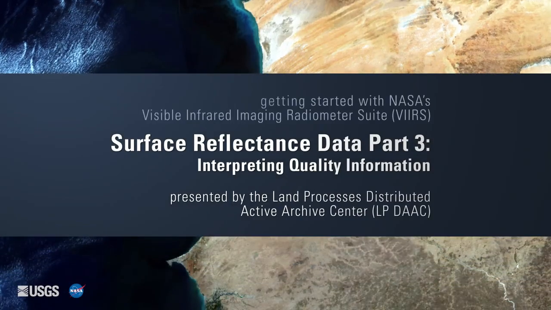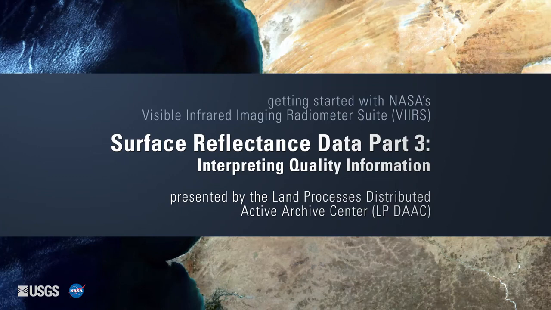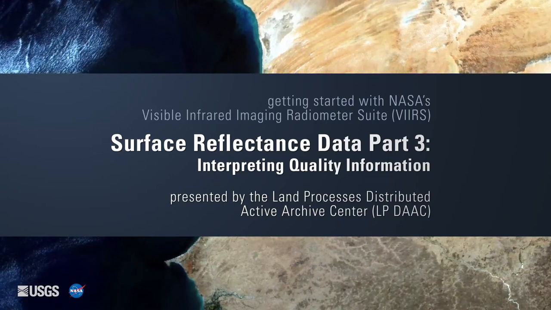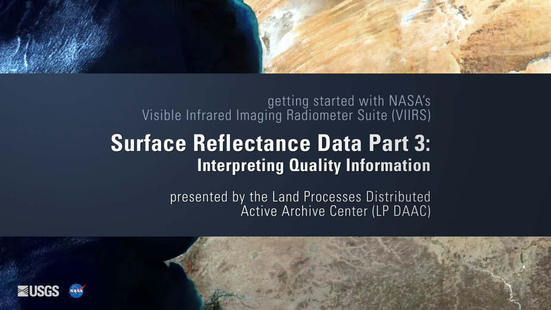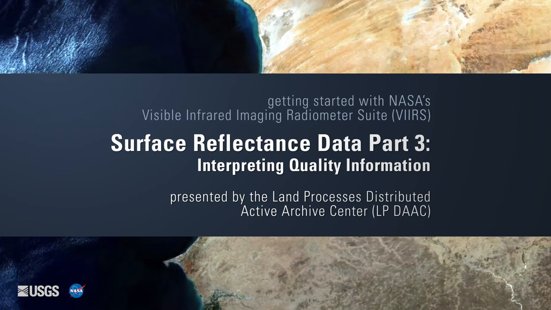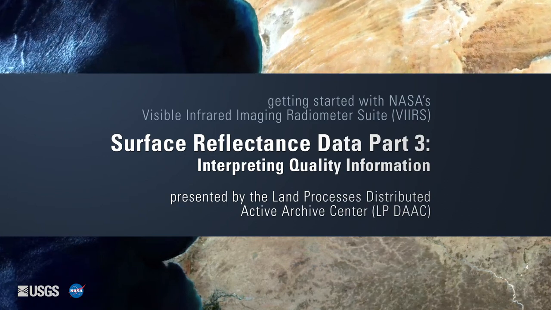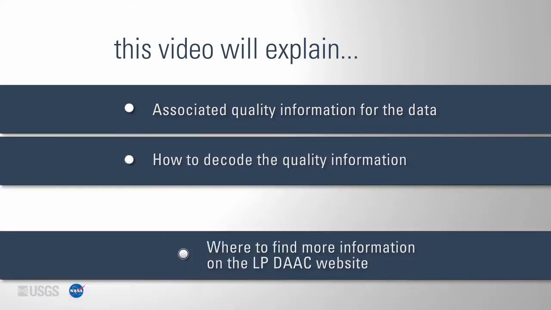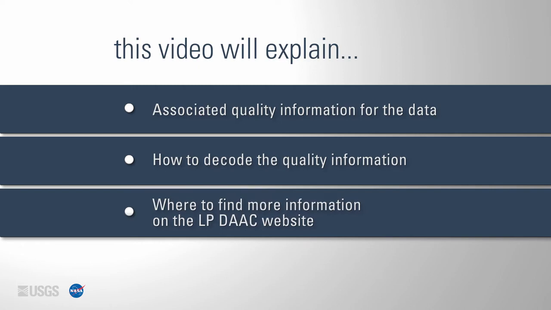Getting started with VIIRS Surface Reflectance Data Part 3, Interpreting Quality Information, presented by NASA's Land Processes Distributed Active Archive Center, or LP DAAC. This is Part 3 of the Getting Started with NASA VIIRS Surface Reflectance Data video series. This video will explain the quality information associated with the data, demonstrate how to decode the quality information, and highlight where to find more information on the LP DAAC website.